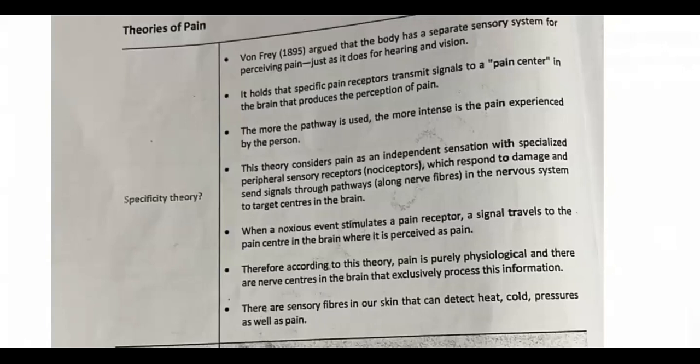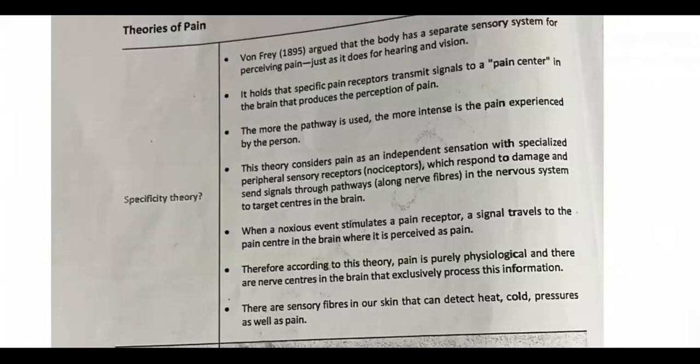And now they're saying the more this pathway is used, the more intense is the pain experienced by the person. So let's say if you burn your finger, the pain will first travel through your pathway and reach the pain center, where you will be like, okay, it hurts a lot, now you have a pain perception. But with burning sensations, it keeps occurring again and again. It activates again and again.